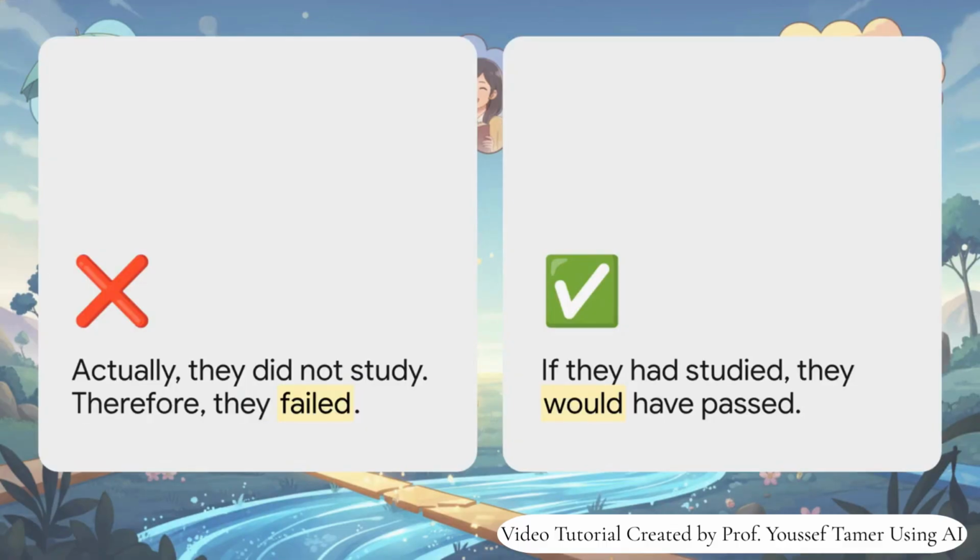And this brilliantly illustrates how the math actually comes together. Look at the reality first. Actually, they did not study. Therefore, they failed. Oof, a super common, sometimes tragic reality. But now, let's apply our formula to flip it. We take the if plus past perfect, if they had studied, and we combine it with the would have plus past participle. They would have passed. If they had studied, they would have passed. Boom. We literally just used grammar to turn a failed exam into a successful alternate reality. This exact structure gives you the power to articulate the what-ifs of life with absolute clarity.